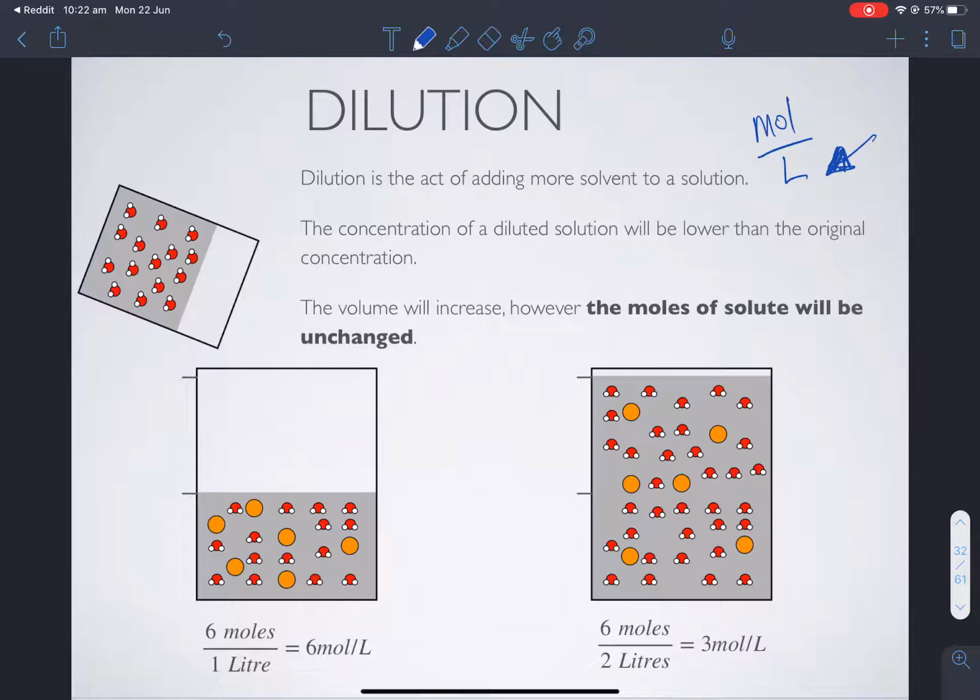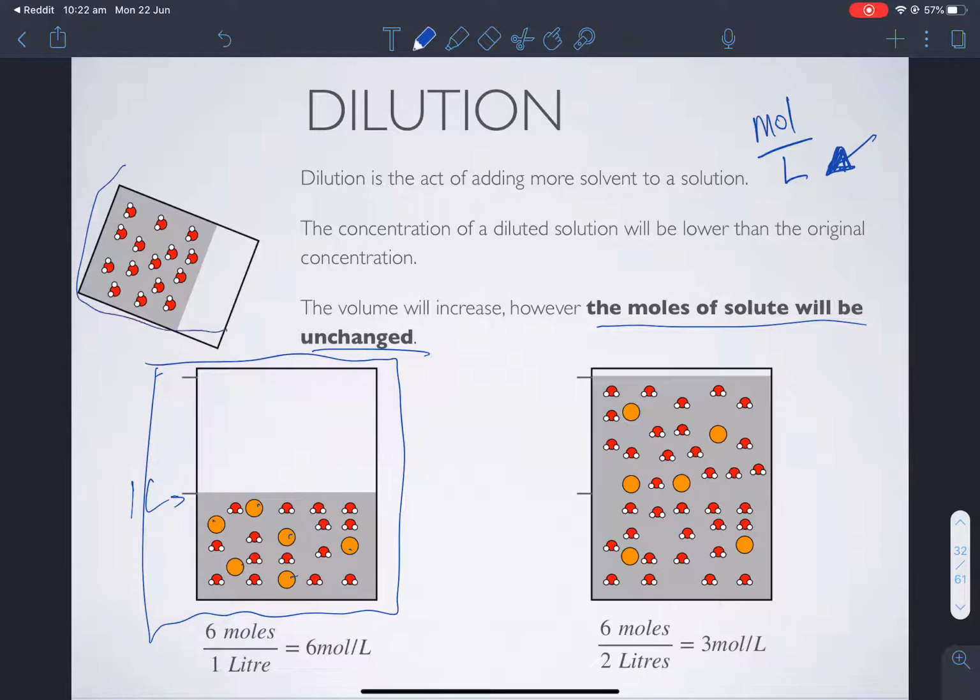The volume will increase, however the moles of solute will be unchanged, and that's what I've tried to show in this diagram here. So here I've done a simple model. I've said there's 1 liter here in my model, and I've got a homogeneous mixture of water and these yellow dots. So it must be a solution. We've got 1, 2, 3, 4, 5, 6 dots in the 1 liter. So I just said let's call it 6 moles per liter.